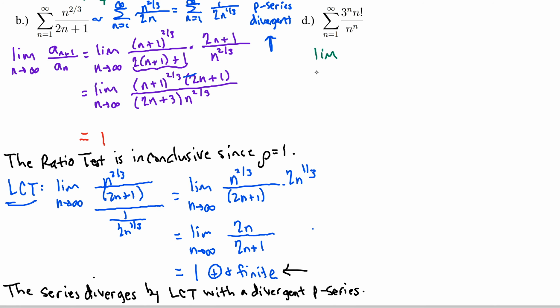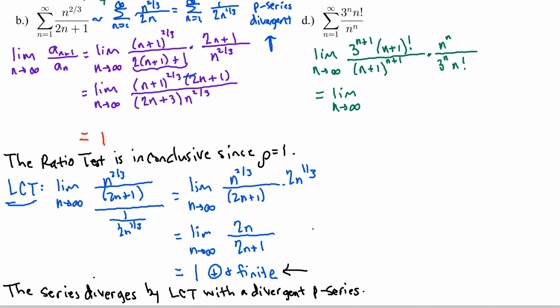We need to find the limit as n goes to infinity of the n plus first term. That's going to be 3 to the n plus 1 times n plus 1 factorial divided by, now look at this term, n plus 1 raised to the n plus 1 exponent. We're going to divide that by the nth term, or we could say multiply by the reciprocal of the nth term. So we have n to the nth power divided by 3 to the nth power times n factorial. The terms that began as difficult, stubborn terms you're going to see are going to simplify nicely with some algebra.